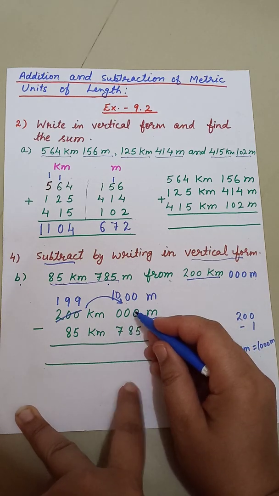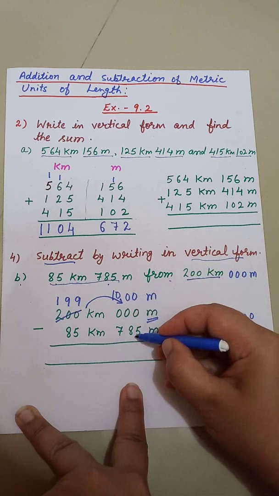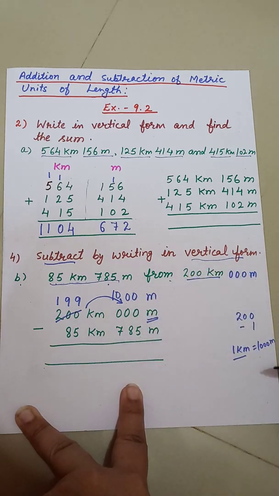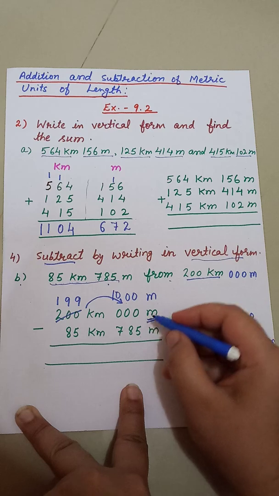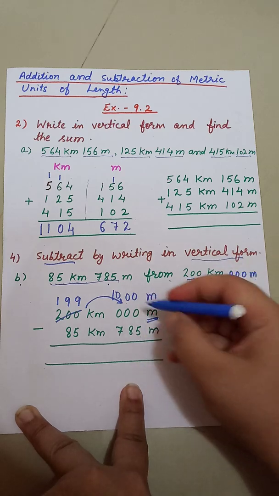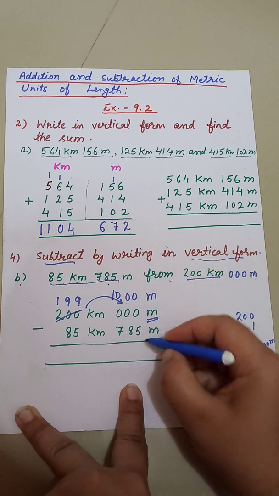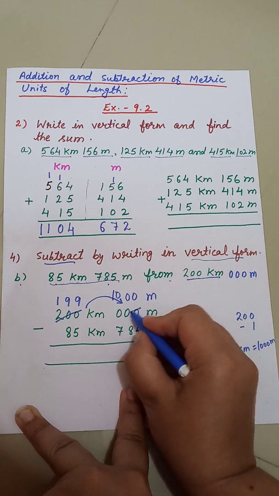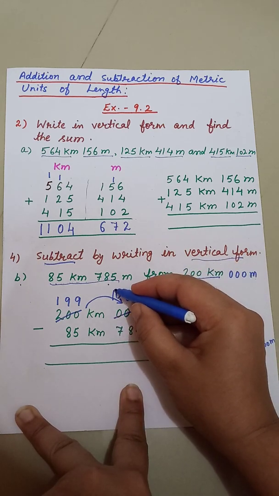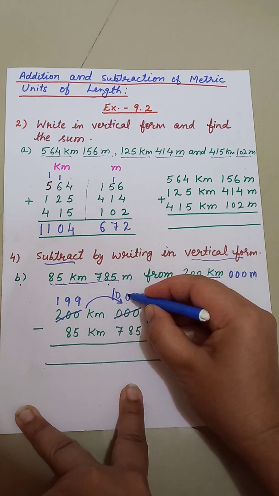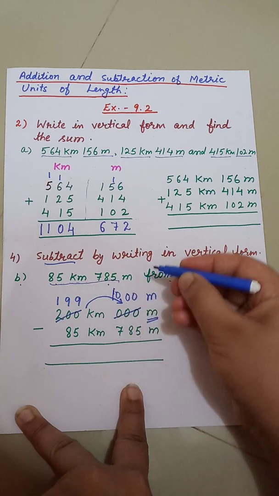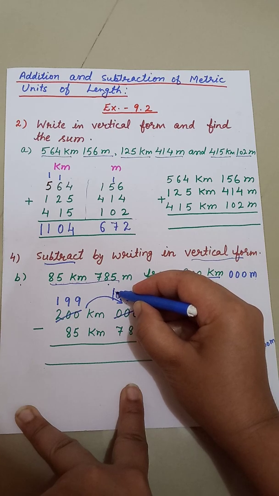Now we can subtract 785 from 1000 easily. So see, now we will subtract. First we have 0, so we cannot subtract 5 from 0. So we will borrow from this place, but again we have 0. So we have to again borrow from here, but again we have 0. So we will borrow from here.